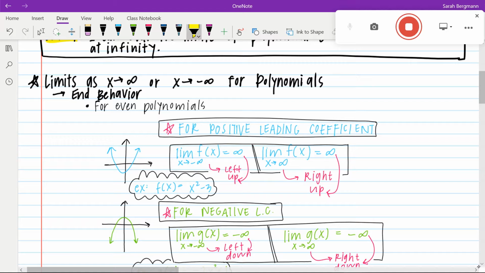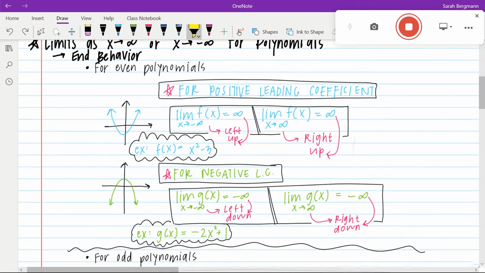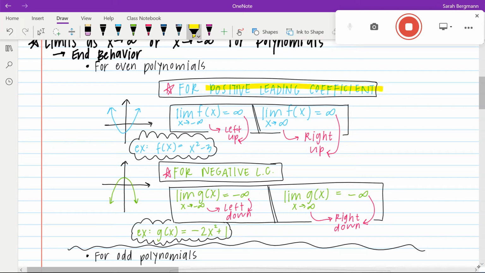If we're talking about the limits for polynomials as x approaches infinity or negative infinity, remember, this is end behavior. We're talking about the right end and the left end. If you have an even polynomial, so that means the highest power is even, such as x squared, and the leading coefficient is positive, which means the coefficient of this highest powered term is positive, then the ends are both going to be going up.